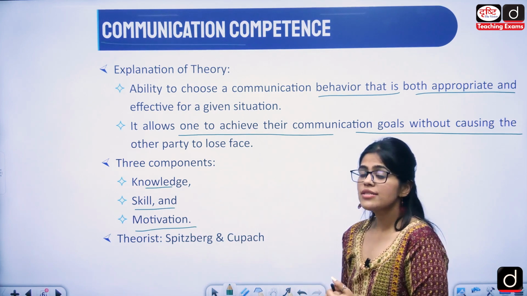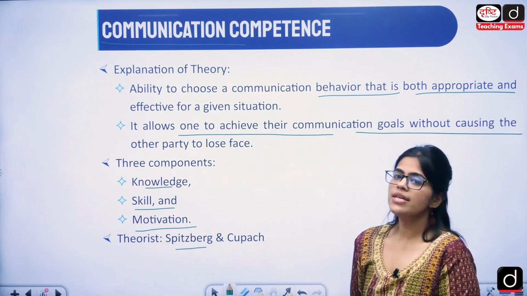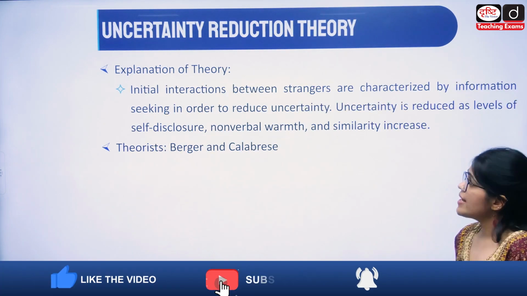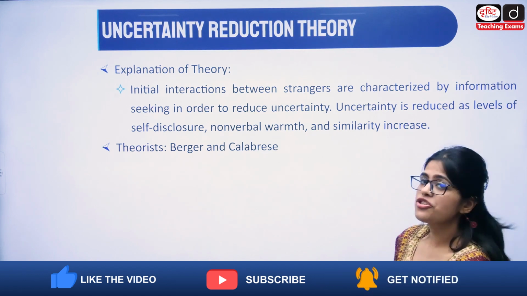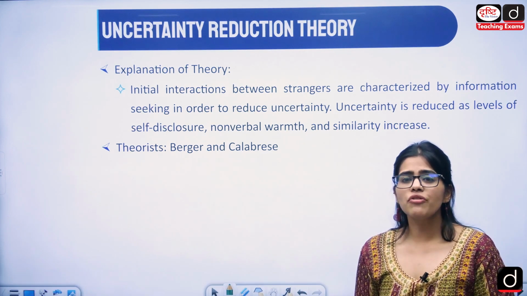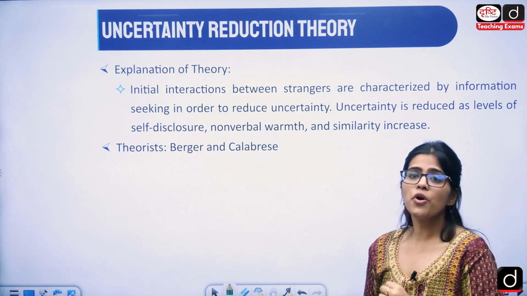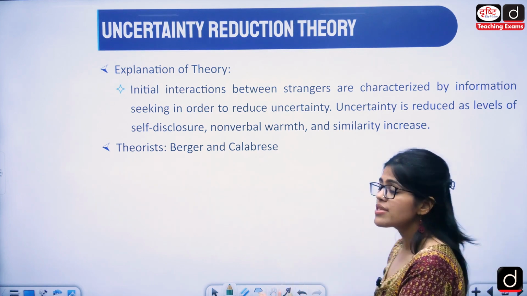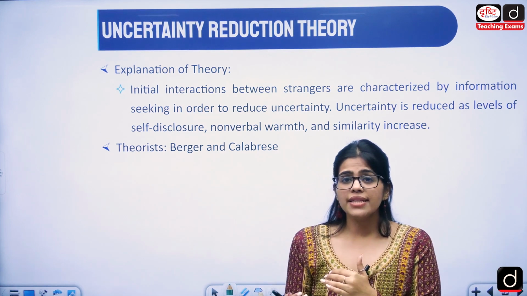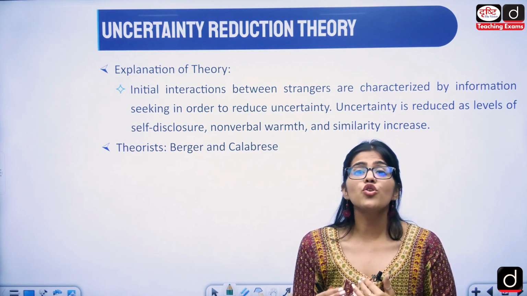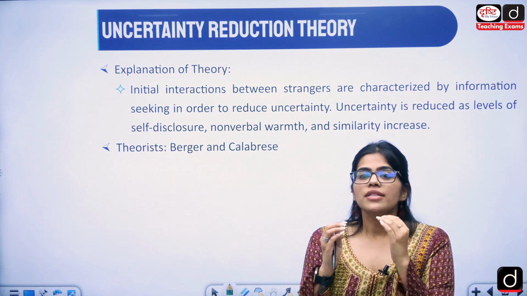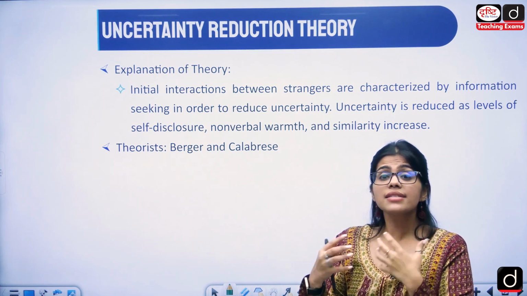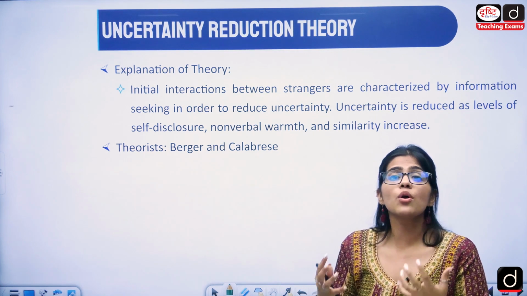And who are the theorists? Spitzberg is an important theorist who started to talk about it. Spitzberg and Cupach. Then another theory is the uncertainty reduction theory. Uncertainty reduction theory is often seen as a very important theory associated with interpersonal communication. Whenever you start to talk to someone, what happens? Initially, there are a lot of uncertainties and you do not know about the other person. Gradually, the tension goes down, you get to know the other person better, and the uncertainties between you also mellow down.